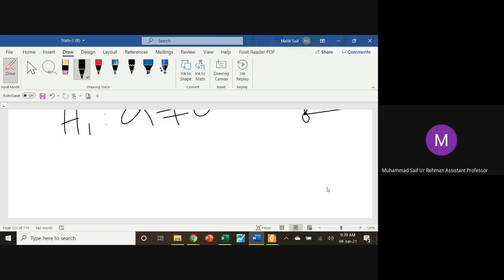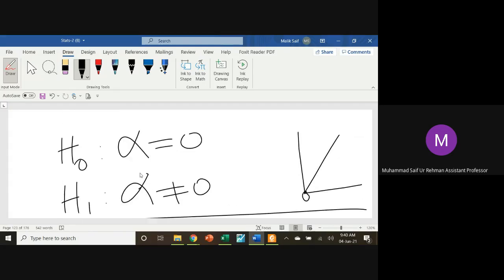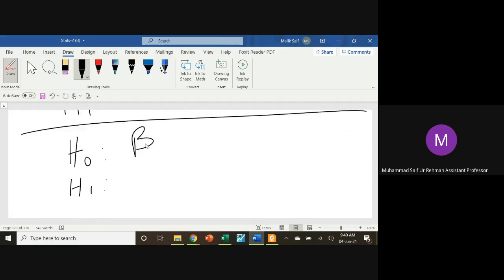The other null and alternate hypothesis will be for beta. This was one situation, the other situation is for beta. I am not putting hats on this because in the null and alternate hypothesis I am supposed to write the population parameters, not sample parameters. So beta, not beta hat. H naught: beta is equal to 0, and H1: beta is not equal to 0. So again, you will prove this.